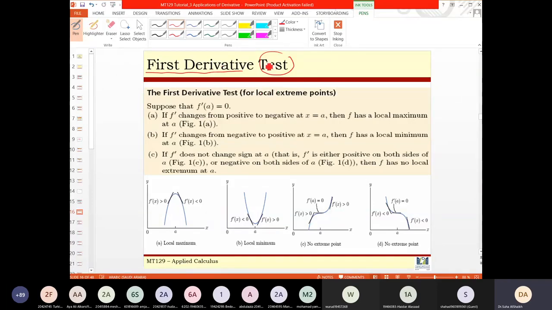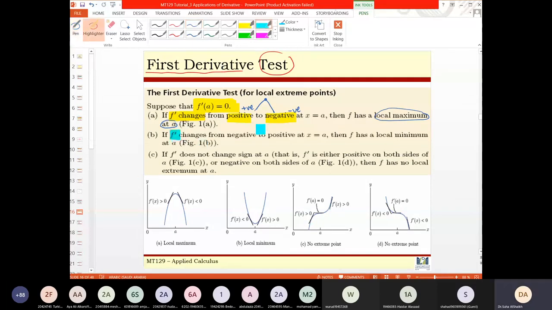So the first derivative test goes through steps. First of all, you have to find f dash of the function and let it equal 0. The second step, you have to study the sign of f dash. If f dash changes from positive to negative, meaning it was positive, which is increasing, and became negative, which is decreasing, this means I have a top. It means the function has a local maximum point at A.